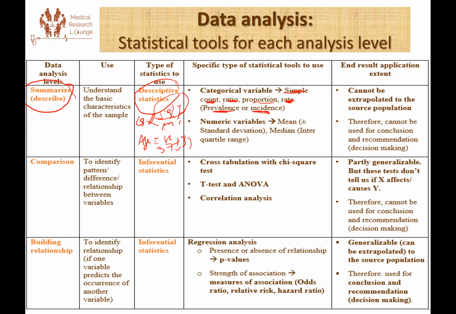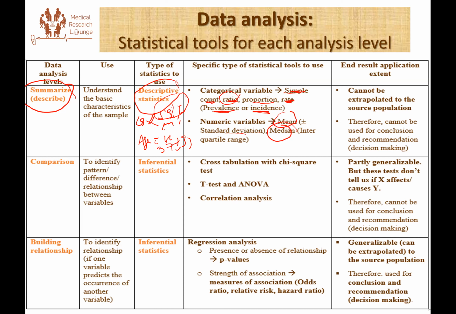So if we have a categorical variable, we can present it simply as this number of cases, or we can present it as a ratio of male to female or comorbid and non-comorbid cases, and any other two-group presentation. We can also present it as a proportion or as a rate, like prevalence or incidence rate. If we have numerical variables, the common summary measures that we use are mean, and if you use mean, make sure that you present your result with standard deviation, or median, which should be presented with interquartile range.